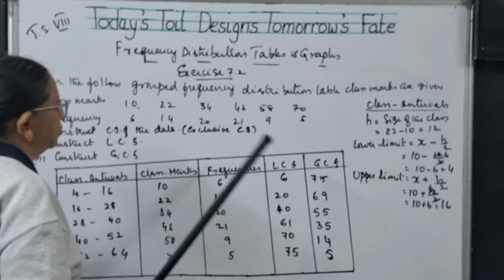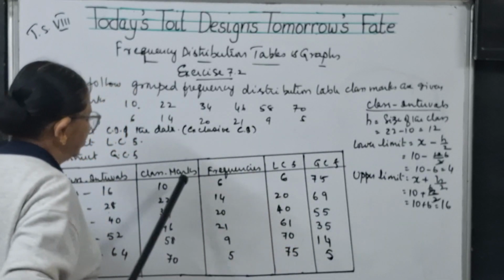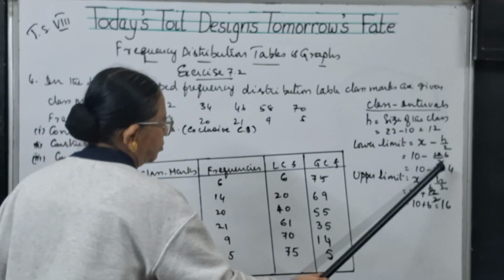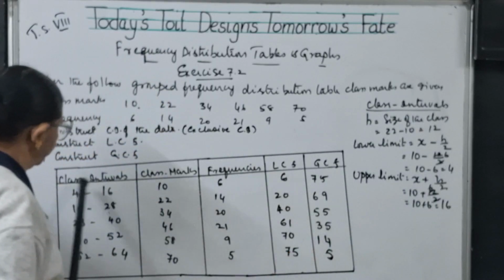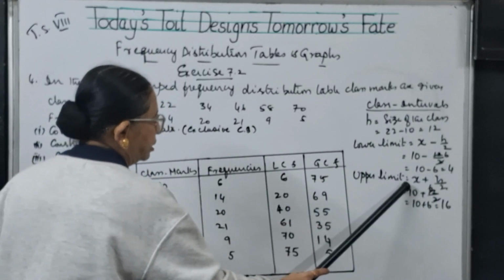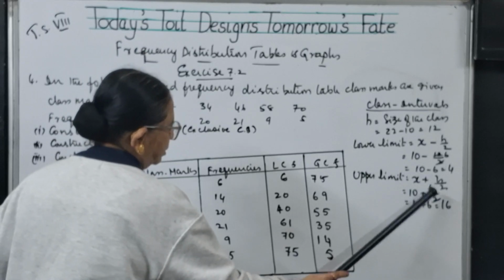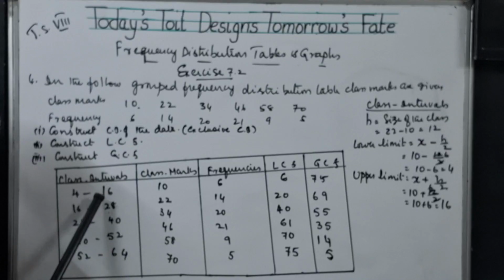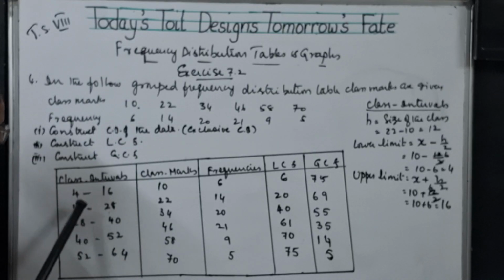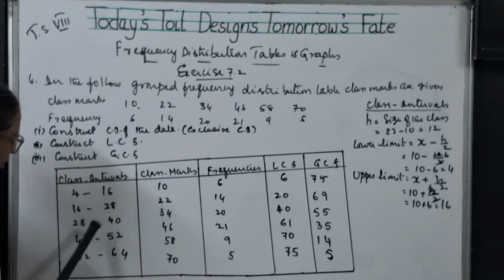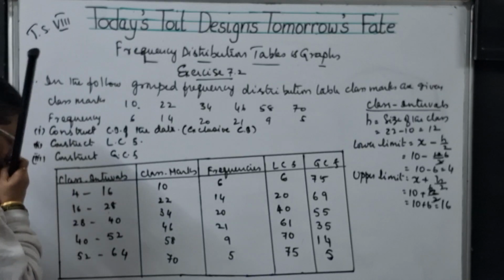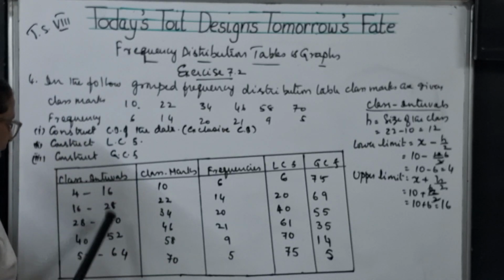So, lower limit, how will you get? x, the class mark, minus h by 2. That is 10 minus 12 by 2, that is 6, that is 4. So, 4 is the lower limit. Then upper limit, x plus h by 2, 10 plus 12 by 2, that is 10 plus 6, 16. So first class interval 4 to 16 I have got. Next 16 to 28. Keep on adding 12, 12, 12, children. 28 to 40, 40 to 52, 52 to 64. So these are the class intervals that I have written.